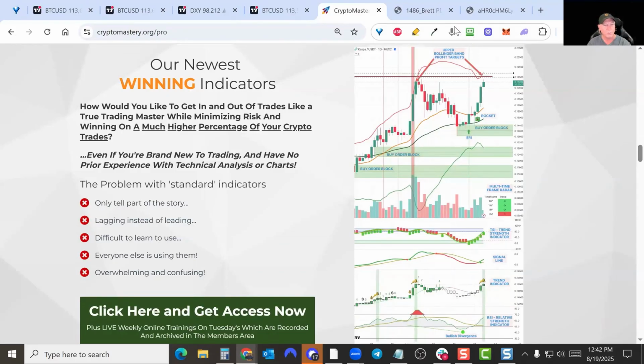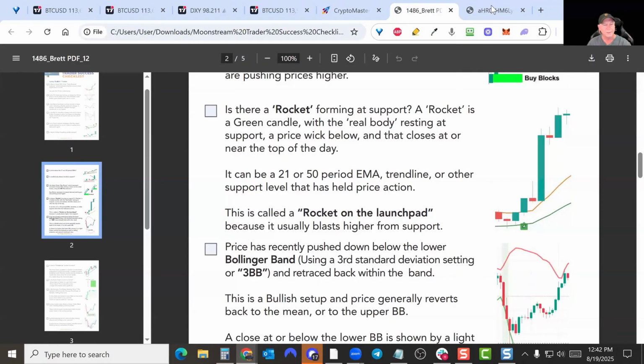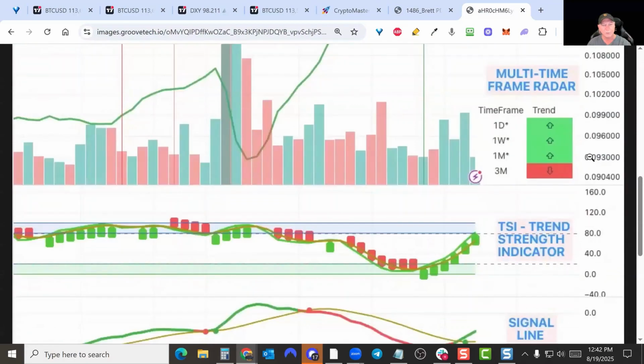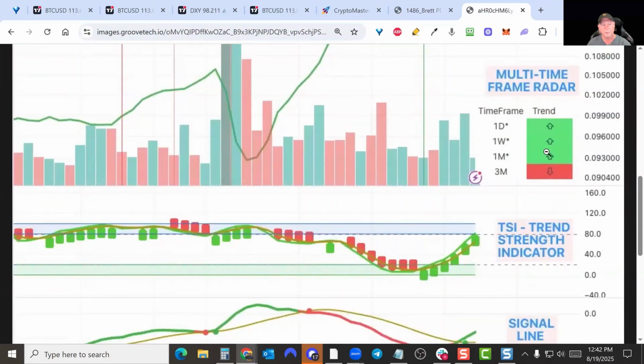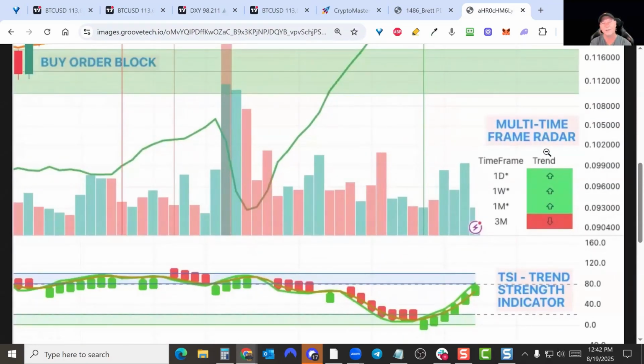I did want to talk about the radar, and the radar is important because that's this right here. The reason we created the multi-time frame radar is that back in December of 2021, we were pounding the table to get into a coin called Rune, Thor Chain, and it was up 159%. And we were saying, guys, you're missing out on this. But then the whole entire market rolled over.